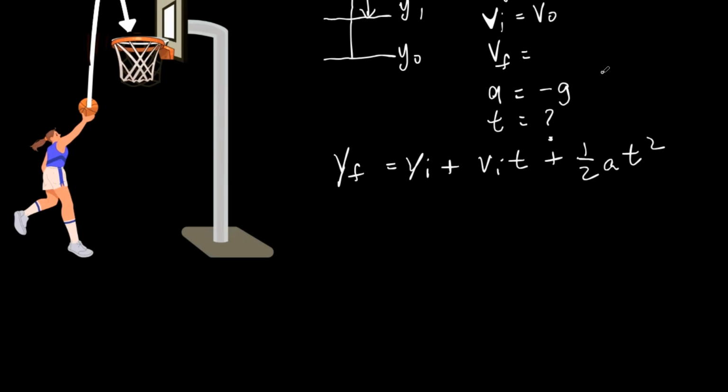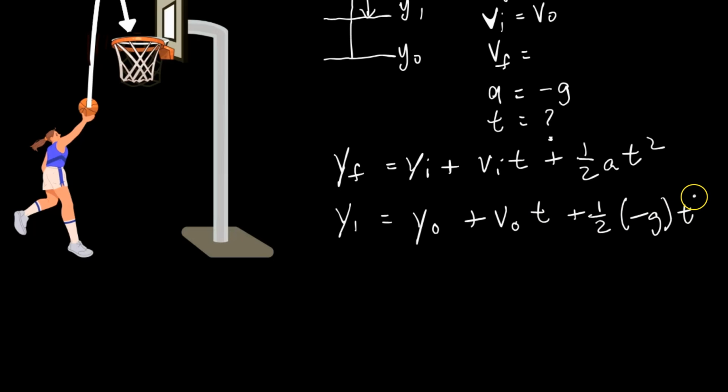We're going to start with substitution. So our final y is going to be y1, and y initial is going to be y, we'll call that y naught, and v initial is v naught times t plus 1 over 2. The acceleration is negative g times t squared. So what we're looking for is the time.